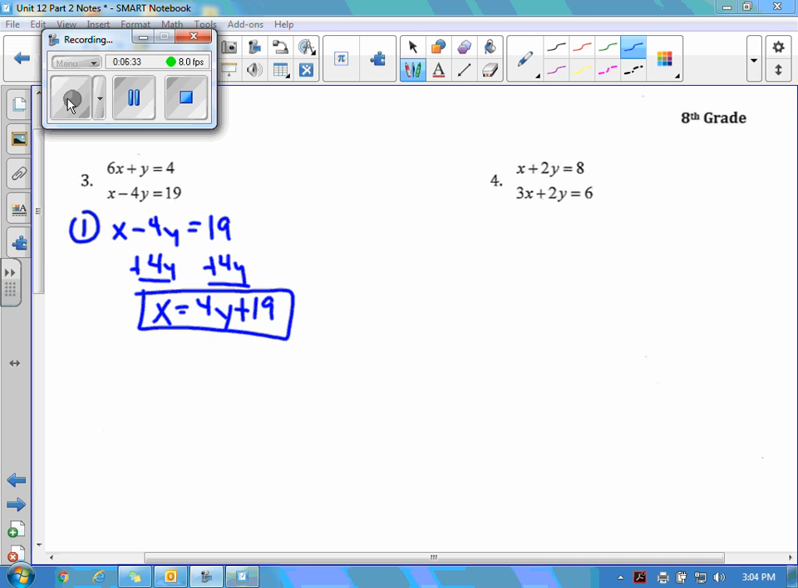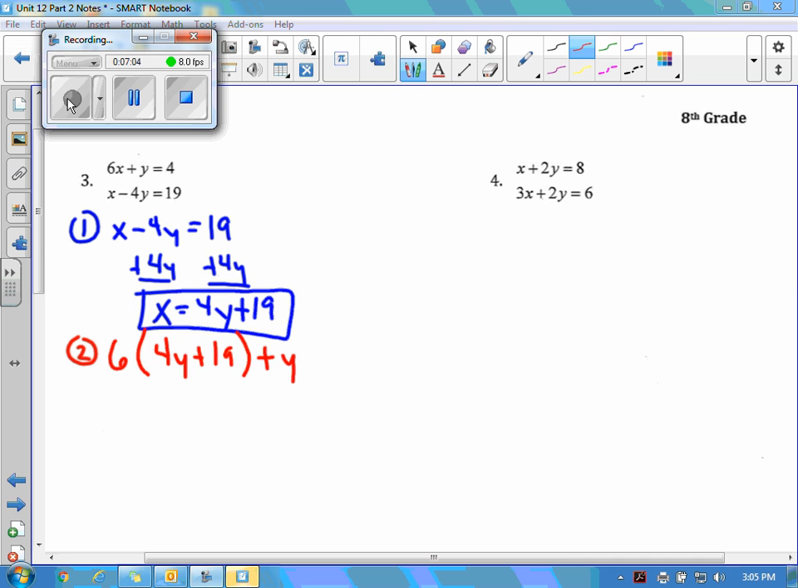Now, if I wanted to, I could have solved the top one for y, or solve the top one for x, the bottom one for y, whatever you want. You can solve whichever one for whichever variable you want. I just chose to do x. No matter what, you do the same thing. Second step is to plug that expression into the other equation. So I solved the bottom one, so I need to plug it into the top one. So I'm replacing x with 4y plus 19.